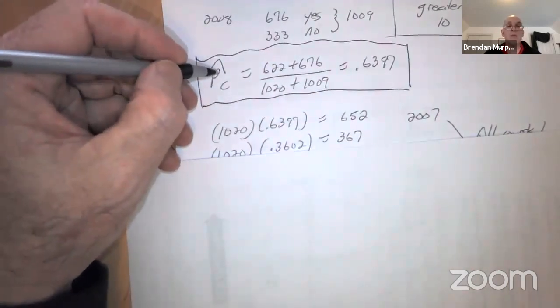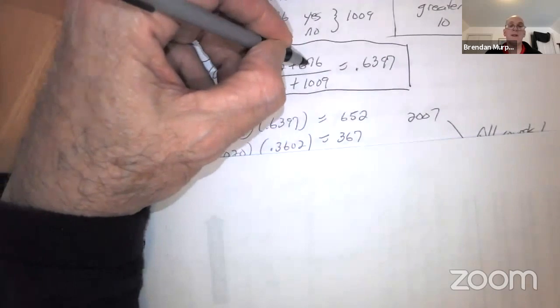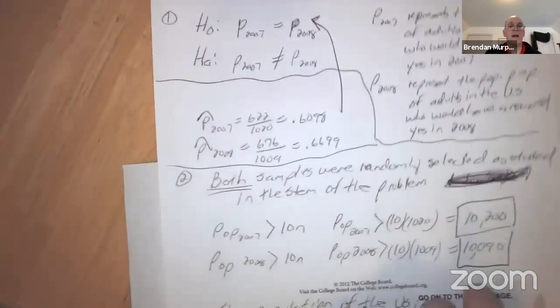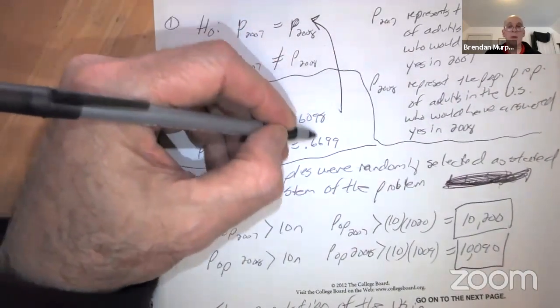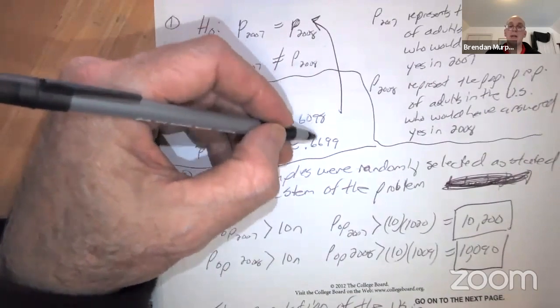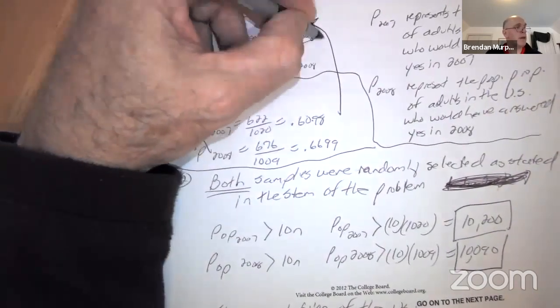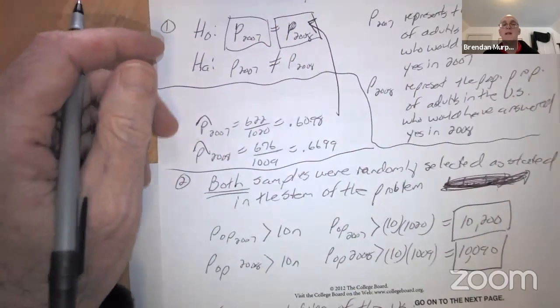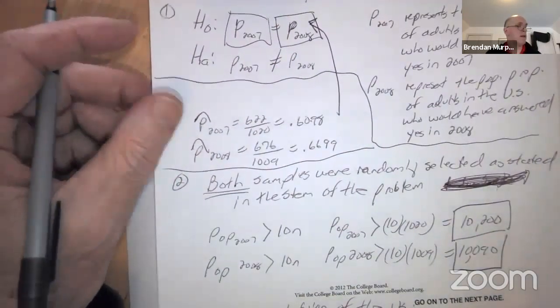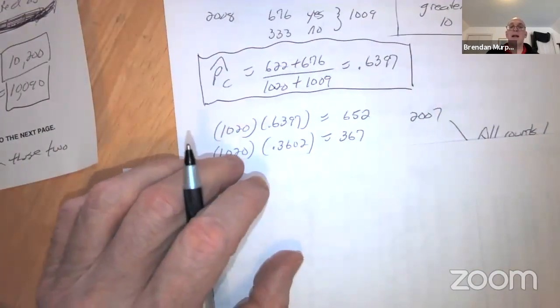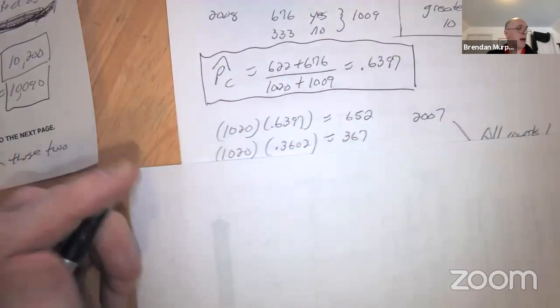So I did figure out p hat combined. I added my two successes over my two sample sizes, and I got 0.6397. Well, that does feel like it's kind of between these two numbers here. And so that's probably a better estimate as to my population proportion for either year. Again, I'm making the assumption that they're both the same. So that feels like it's a better number than either one of those two samples.